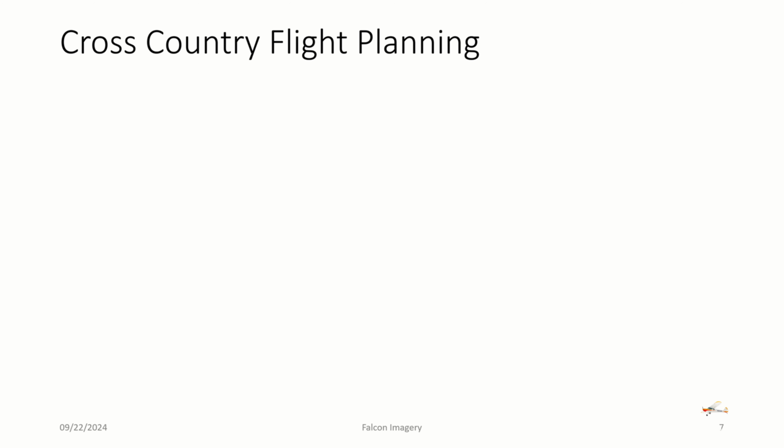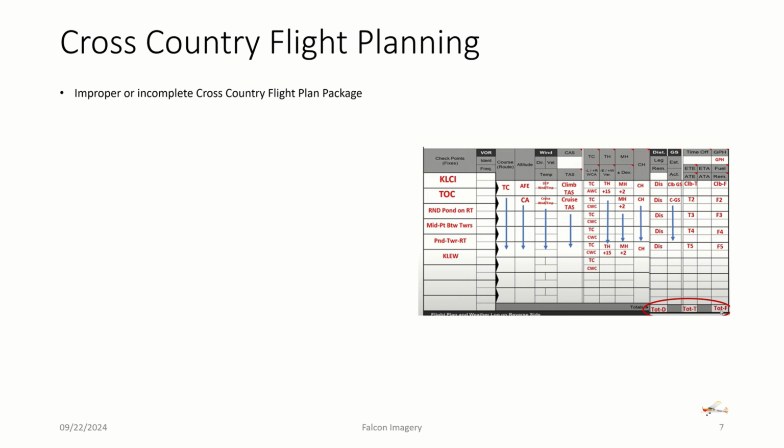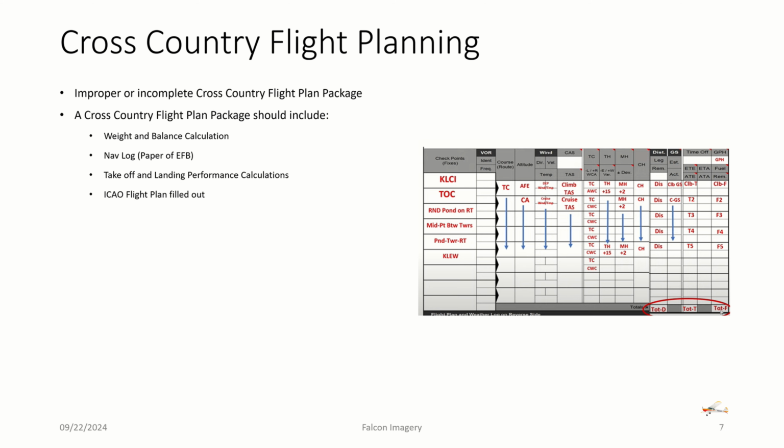Next major area where people fail is on the cross-country flight planning. They use an improper, incomplete cross-country flight plan package. And what is a package? It should consist of a weight and balance calculation sheet, a nav log, paper or electronic flight bag, such as through ForeFlight, takeoff and landing performance calculations done, confirming you can take off and land at the airports you're going to, and an ICAO flight plan filled out. So the DP knows that you've got the right type of information in that flight plan to actually file with flight service.